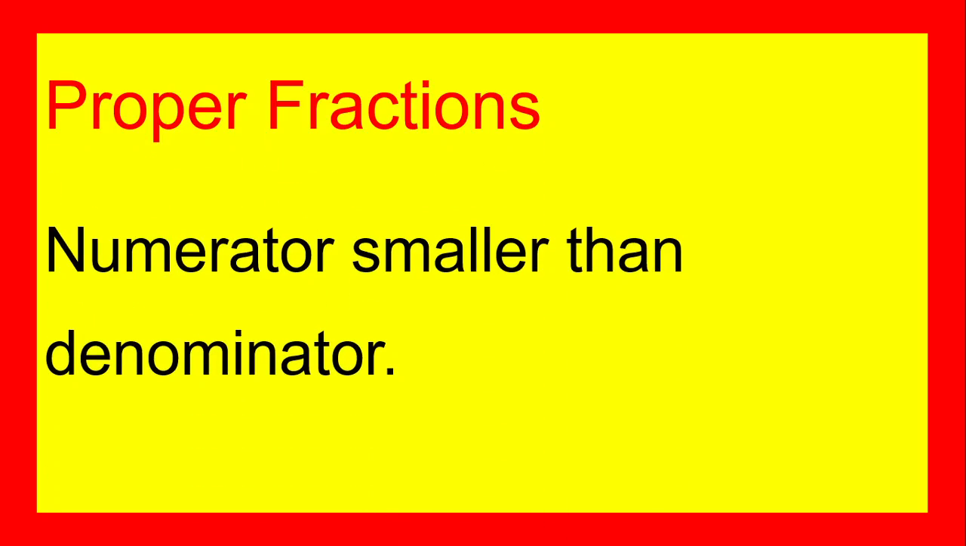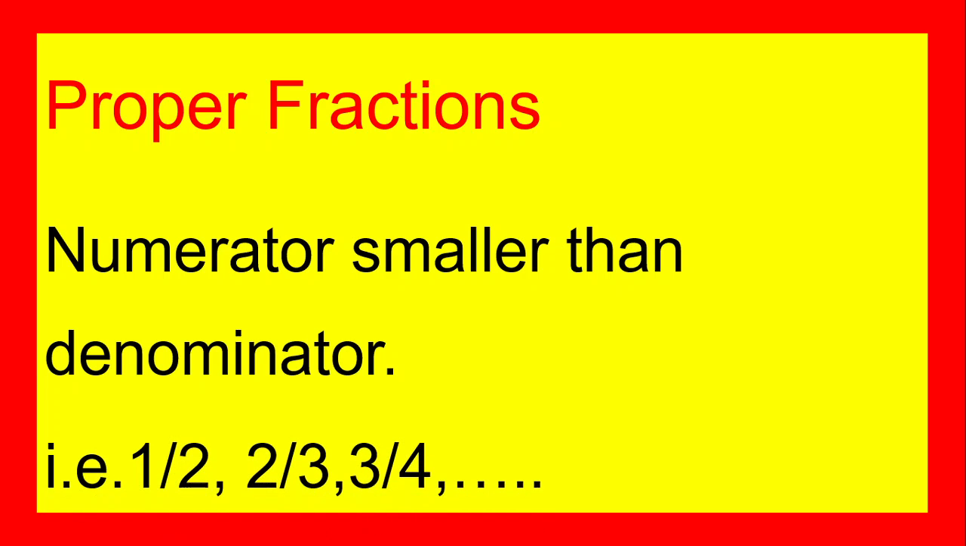Then proper fractions. In this type of fractions the numerator is smaller than the denominator. The example is 1 divided by 2, 2 divided by 3, 3 divided by 4. You see, the numerator is smaller than the denominators.